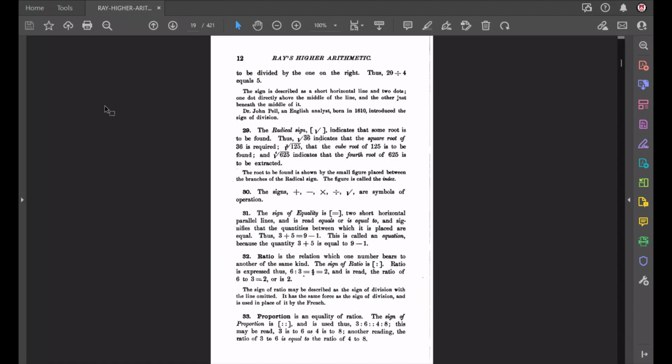The 2 dots are called the sign of ratio. The 4 dots are called the sign of proportion. A proportion is an equality between 2 ratios. You understand that? Okay? It's just signs. It's just basically translation work. Proportion is a sign of an equality of ratios.